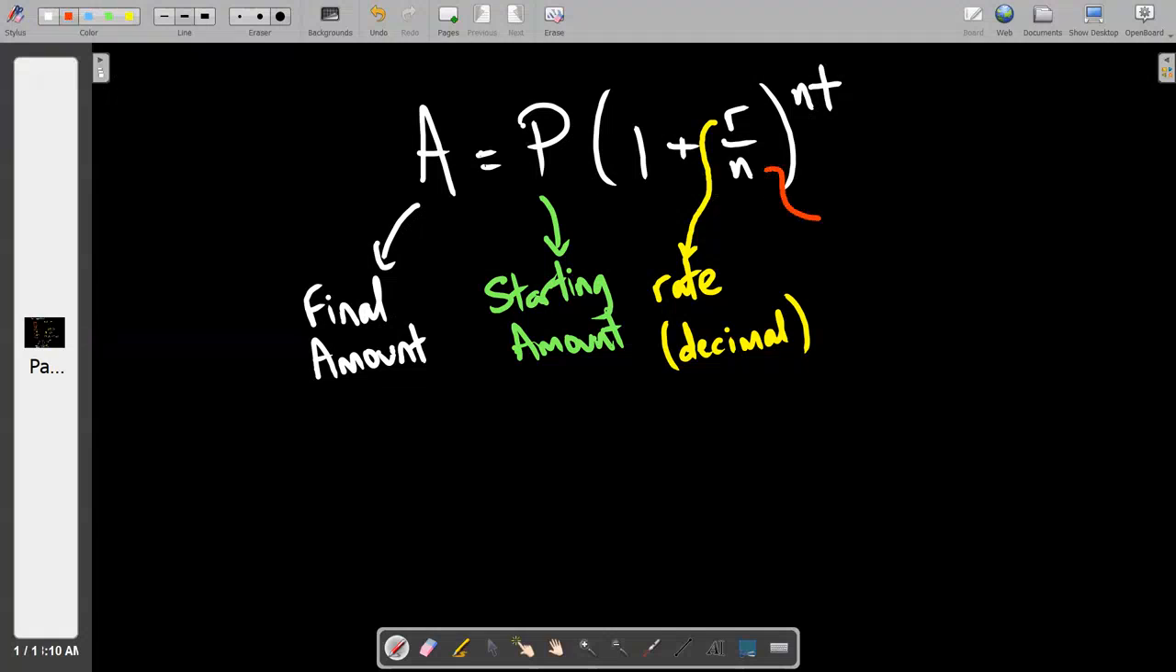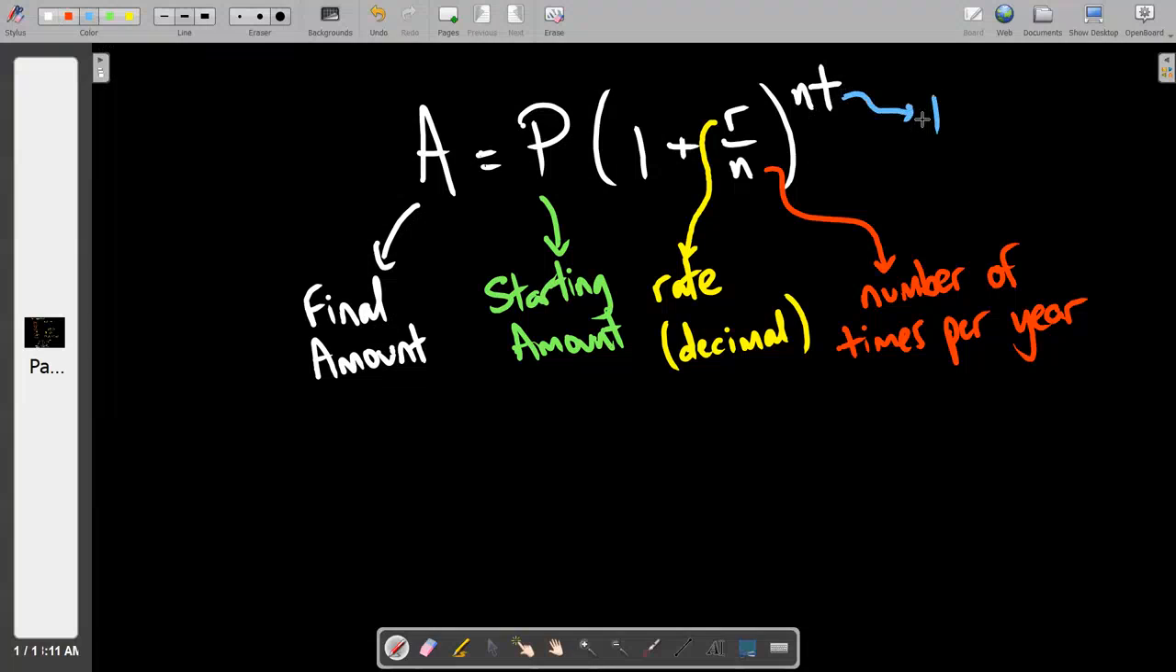N, anyone want to take a stab at that? Very good. It's the number of times per year. I mean, these variables aren't that obscure. A stands for amount, P is principal, R is rate, N is number of times. And of course, you would logically at this point guess what T stands for. What's T? Time. And that is in years.